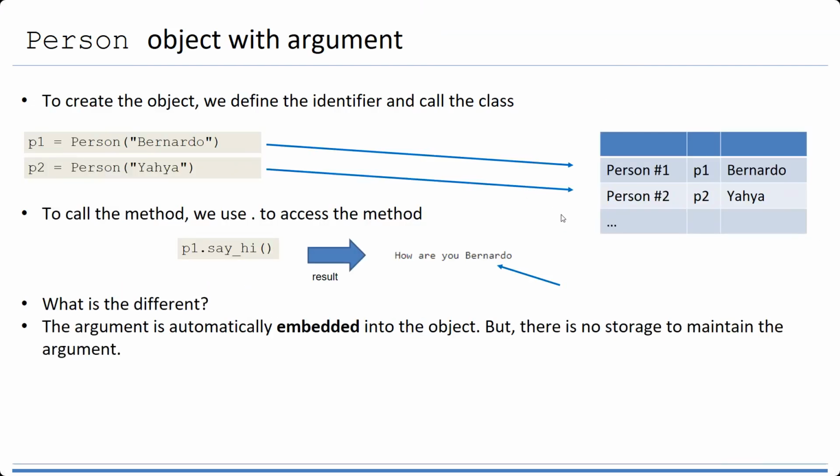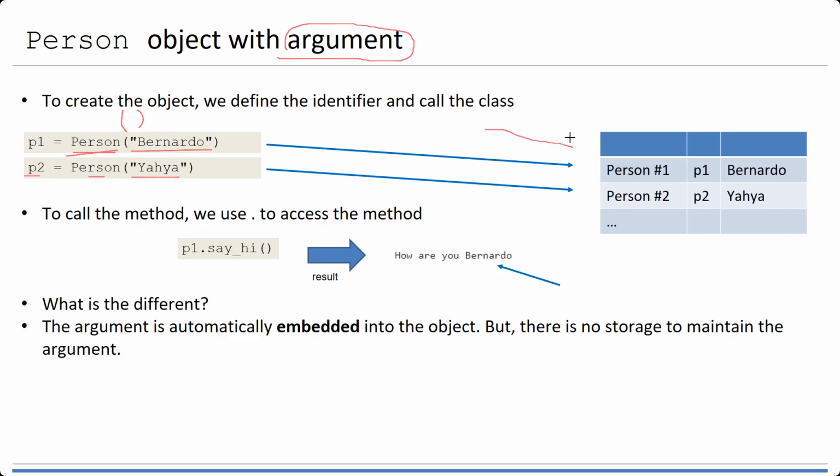In order to create the data, we can use one argument. Okay, we call it an argument. Before, we just used Person and then parentheses. Now I want to distinguish between P1 and P2. For person 1, or P1, the name is Berardo. And for person 2, now the name is Yahya.